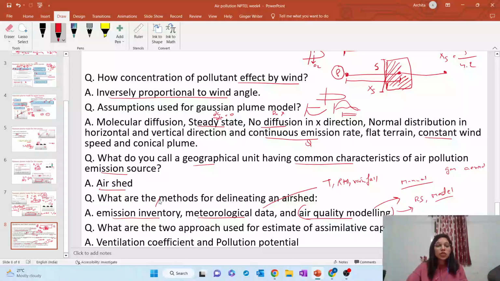Then last is emission inventory. Emission inventory is a term made of two words, right? Emission and inventory. Emission means the amount that is being emitted for a particular pollutant. For example, if it's PM, how much PM is being emitted from a particular source, from a particular area, right? And inventory means a list.